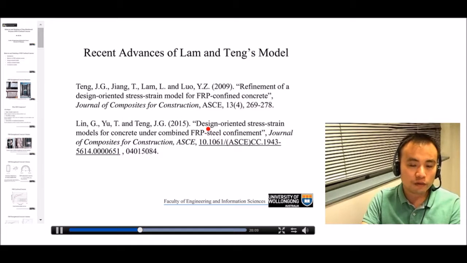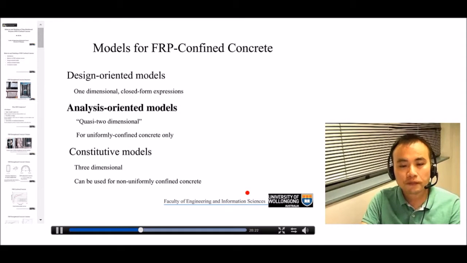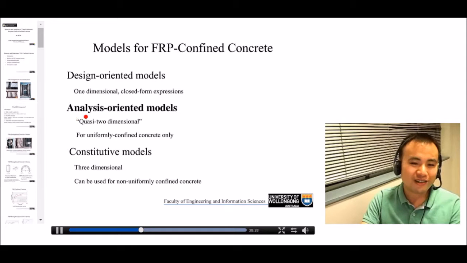So we have developed a new model based on the original version proposed by Lam and Teng in 2003. And this model works particularly well for concrete under combined FRP-steel confinement. Alright, that's the first category, which is design-oriented.